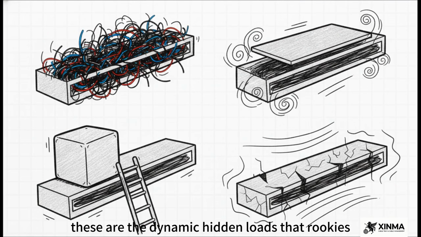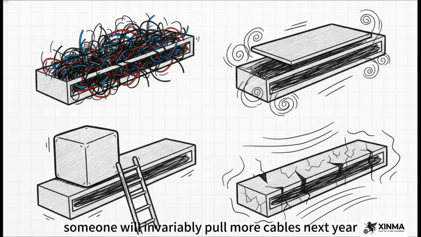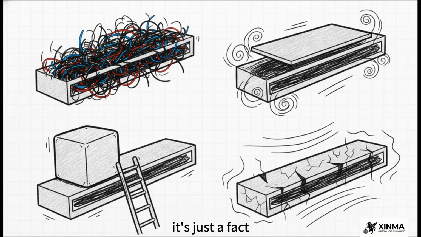These are the dynamic hidden loads that rookies almost always forget to calculate, completely invalidating their load math. First up, future cable allowance. Listen, someone will invariably pull more cables next year. It's just a fact. If you didn't leave a 20 to 30% structural capacity for that, the system fails.